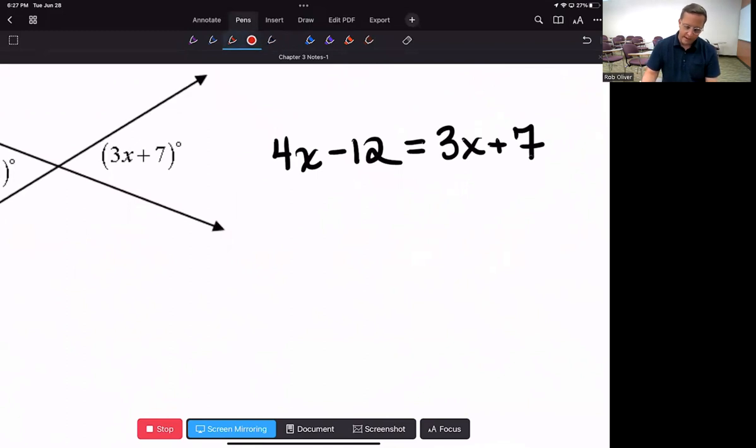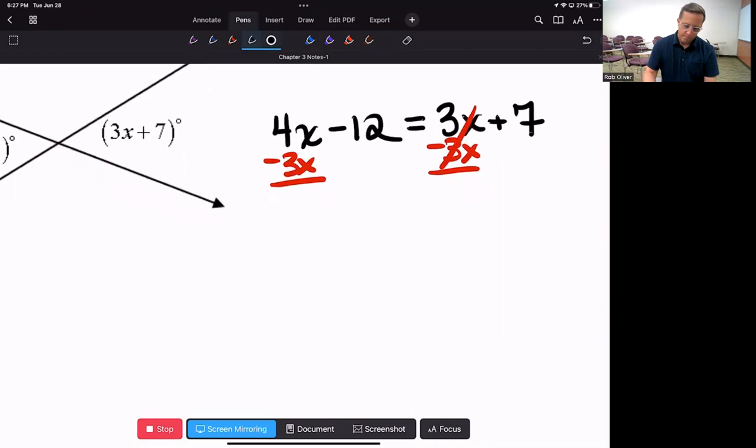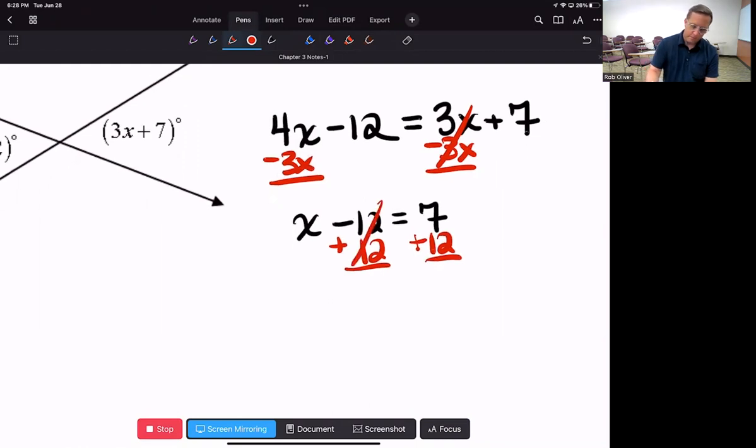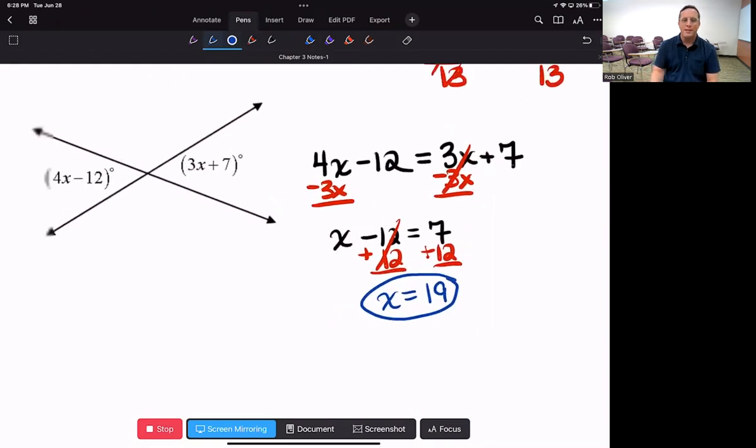So let's get the x's on one side. We take away 3x from both sides. And 4x minus 3x is just x. So you got x minus 12 equals 7. Add 12 to both sides. 7 plus 12, those cancel. And x equals 19. So that's what x is, but that's not what the angle is.